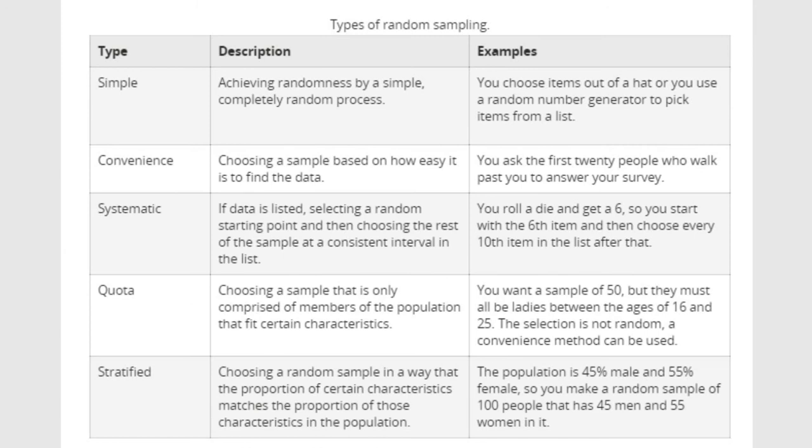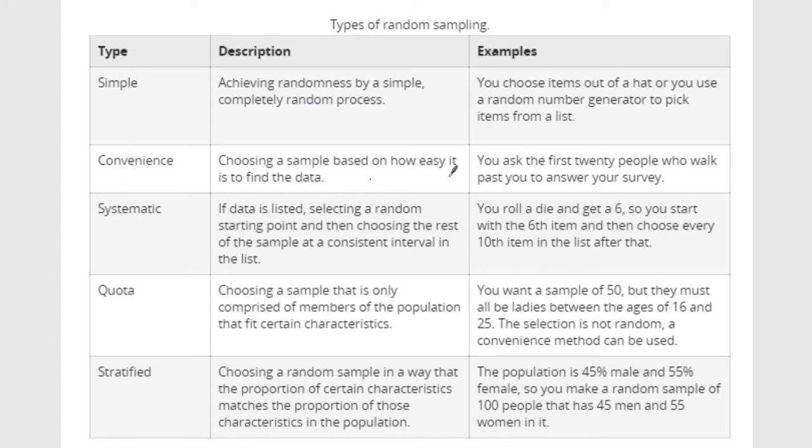So these are your types of random sampling. Your most common one is your simple one. Simple, completely random process. You choose items out of a hat, or a random number generator. You have a list of people and the random number generator picks people off that list. Completely randomized. But usually you've got to have your population list already, so that you can randomly choose every single person. You want every single person to have an equal chance of being picked.